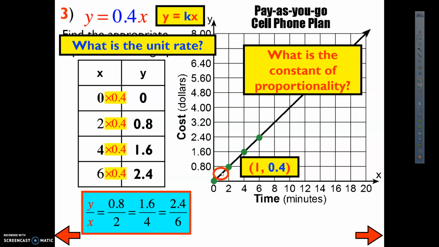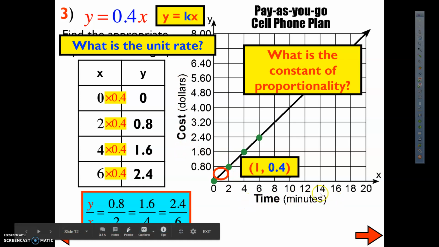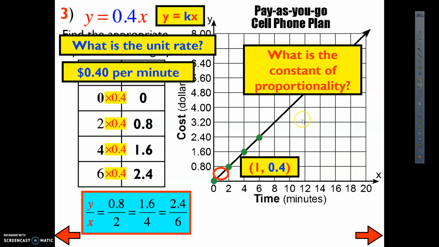What is our unit rate? Well, this 0.4 means it's costing 40 cents per, what are they measuring the time in? Minutes. So that would be 40 cents per minute. Sounds like it'll get expensive.